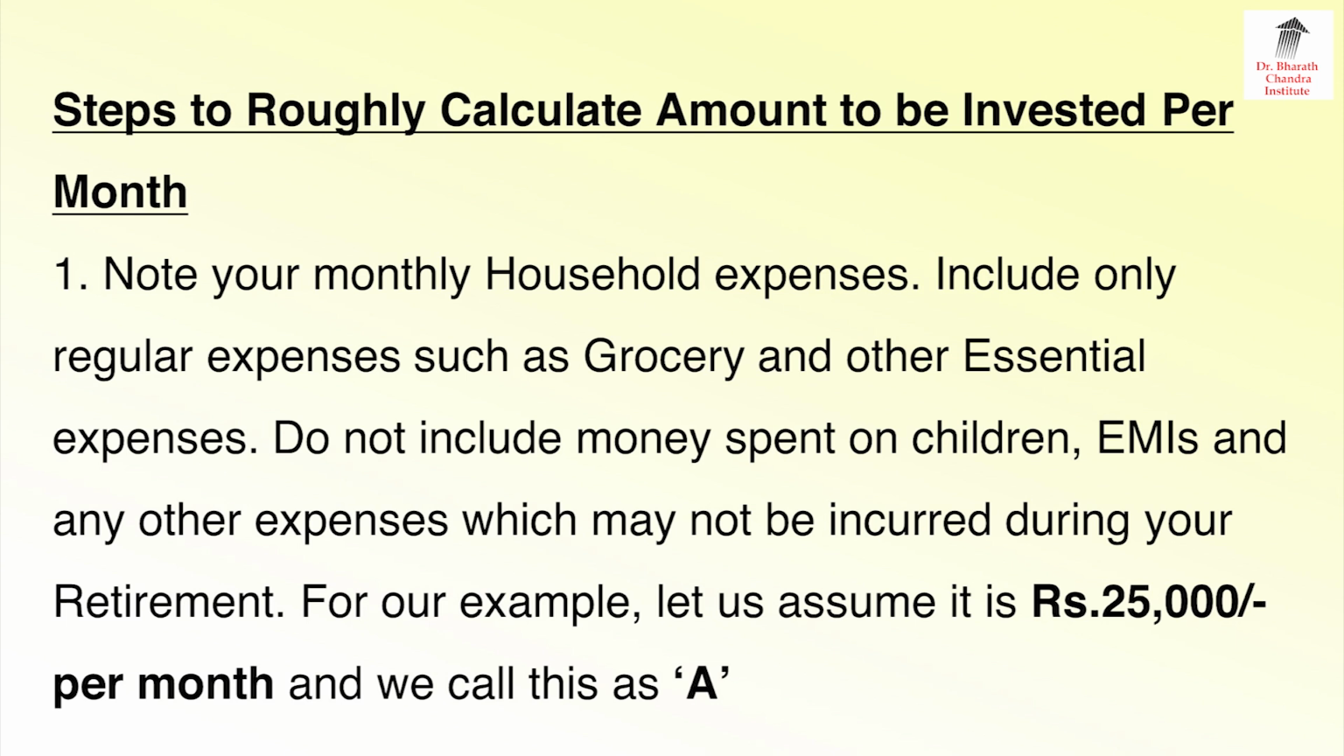1. Note your monthly household expenses. Include only regular expenses such as grocery and other essential expenses. Don't include money spent on children, EMI and any other expenses which may not be incurred during your retirement. For our example, let us assume it is 25,000 per month and we will call this A.